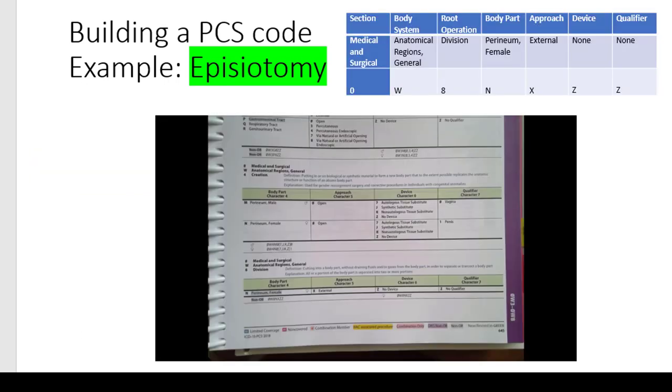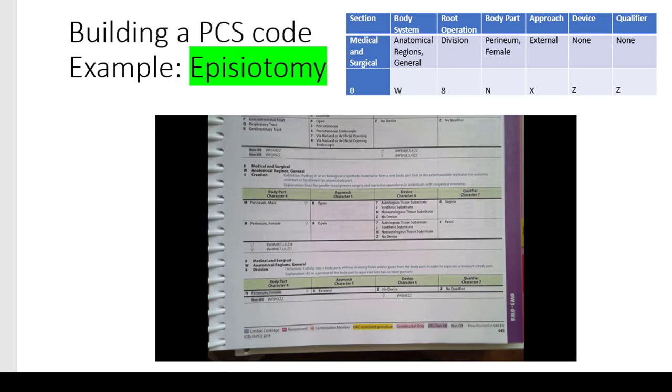So here's your table filled out, your blanks filled out, and here is a screenshot of the codebook. At the very bottom of the page, you see there division, and female perineum is the only body part in that table in the general anatomic regions. So just above that, I wanted to bring to your attention the root operation creation, where the physician is creating a penis or a vagina for those individuals undergoing sex change operations. You see the only 2 body parts there are the male perineum and the female perineum.